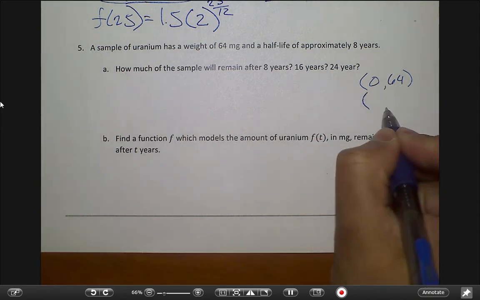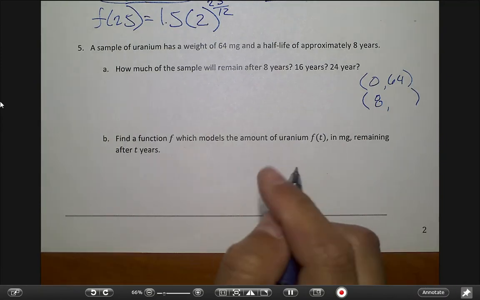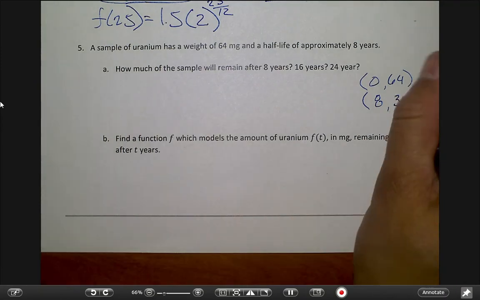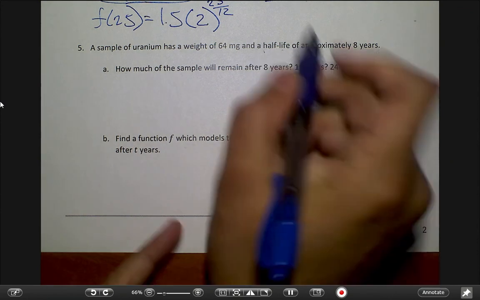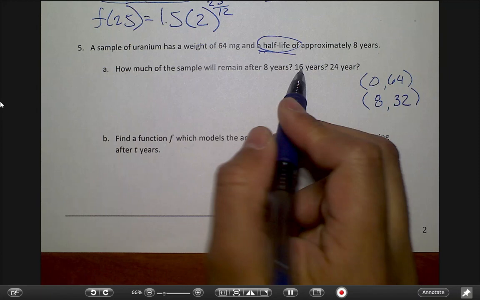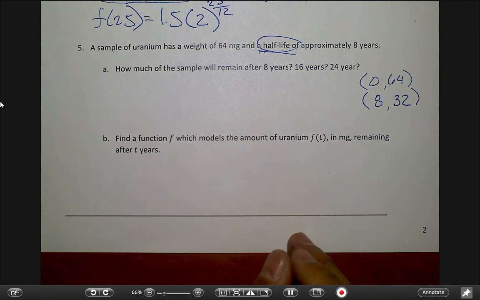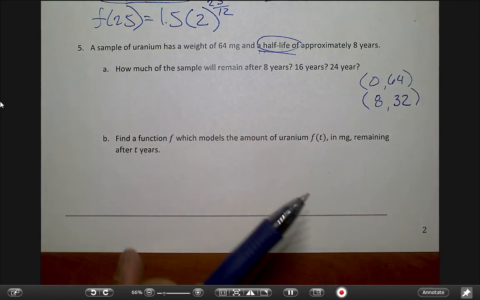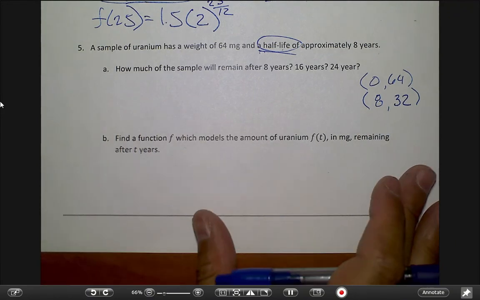All right, how about this? In 8 years, what's going to be left? 32. Why is it 32? Because right here it says it has a half-life of 8 years. So in 8 years, it will be equal to 1/2. So I got this first one, but we have to make the equation out of it. We're going to use these 2 points right here to make the equation, because we don't know what the R value is.